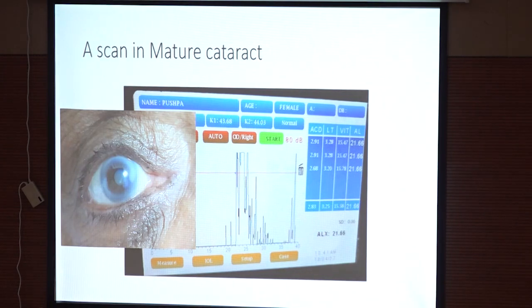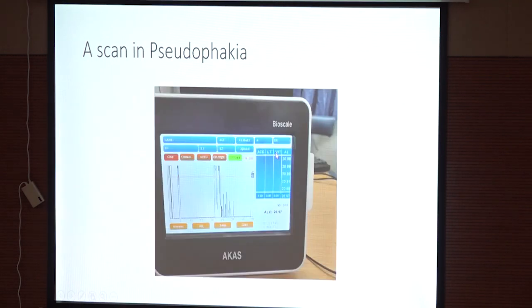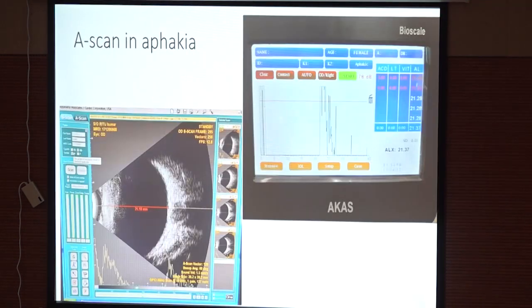Now I'll just describe a few scenarios of A scan. This is a mature cataract. So here generally what we have to keep in mind, if the spikes are not of good quality, we can increase the gain and then we can use this also in the dense mode. A scan in pseudophakia will show this single spike because of the lens.